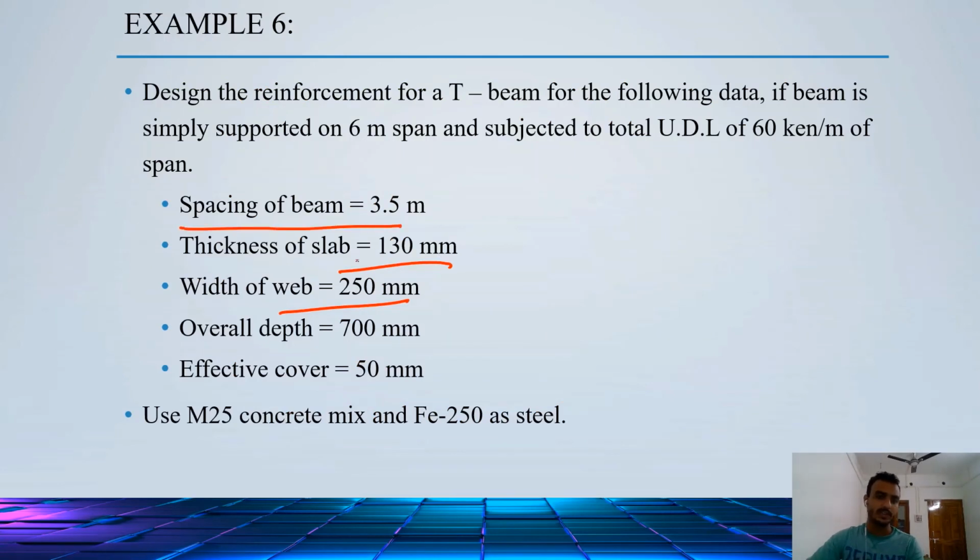Data is given. Look at here. Spacing of beam is given. Thickness of slab is given. Width of web is given. Overall depth is given. Effective cover 50 mm is given. 6 meter span and UDL load 60 kilonewton per meter. Write down here total UDL load. So you don't need to find out dead load or floor finish or any other load. This total UDL is given, 60 kilonewton per meter. Multiply by 1.5, you can find the factored load here. Okay, use M25 grade concrete and Fe250 grade steel.